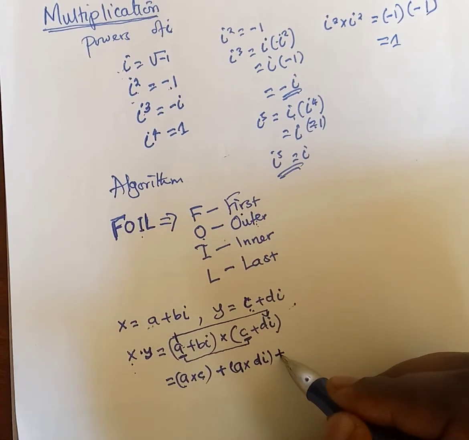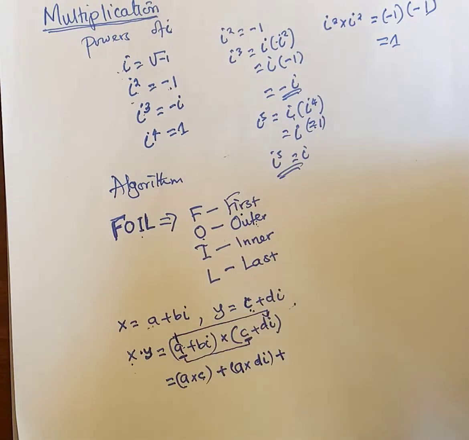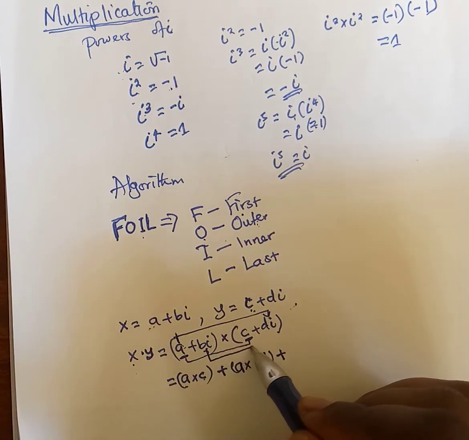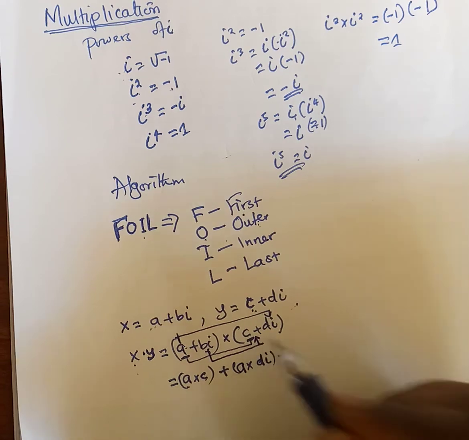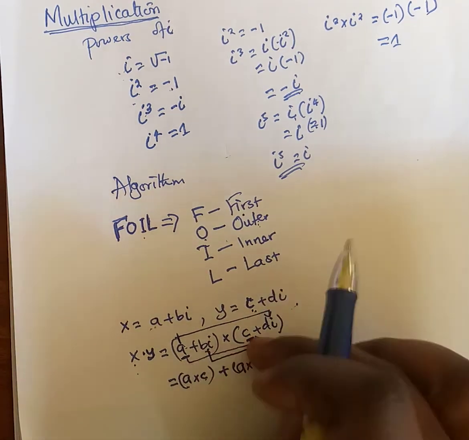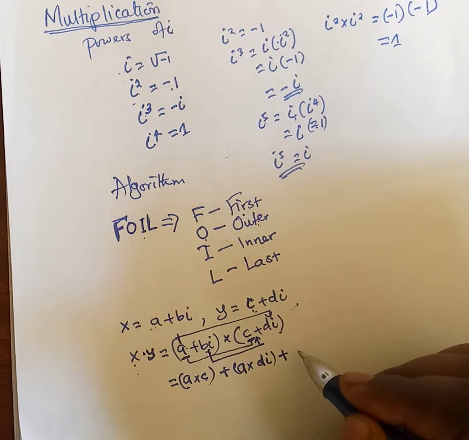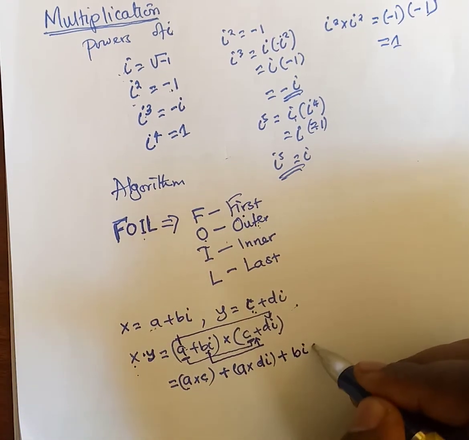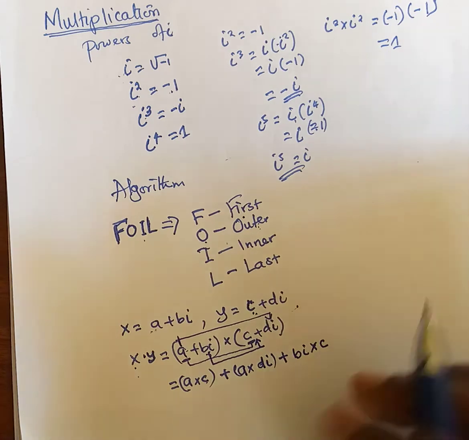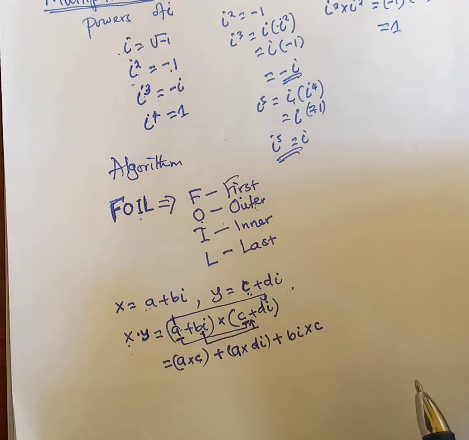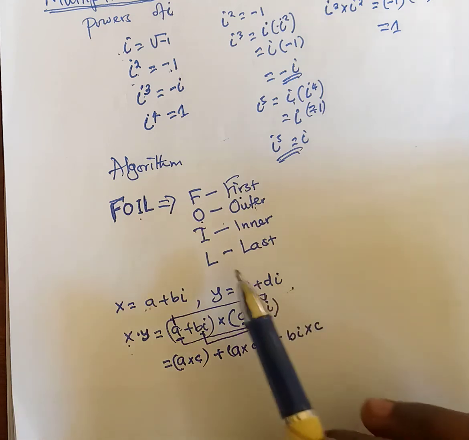Okay, I add the inner terms. What is the inside? It is b and c. These are the closest to each other. Again, I'll have bi times c, because bi and c are close to each other. And then the last term.